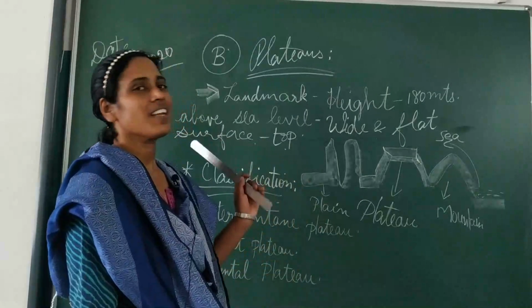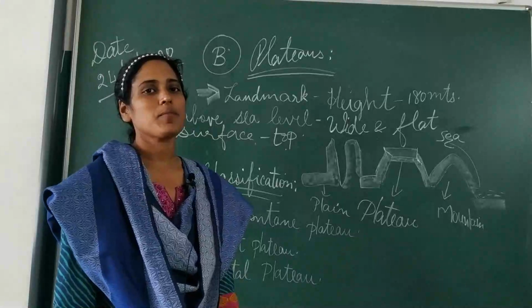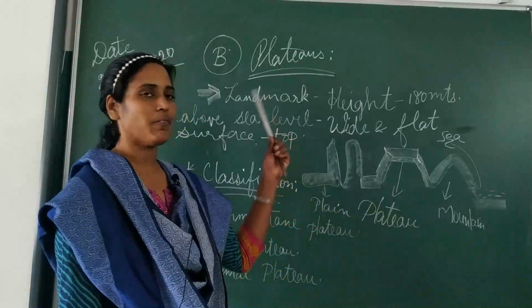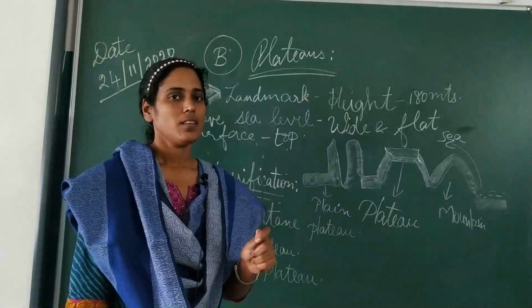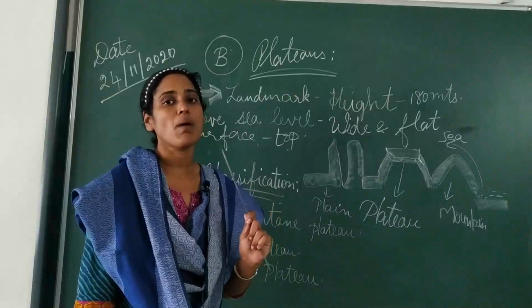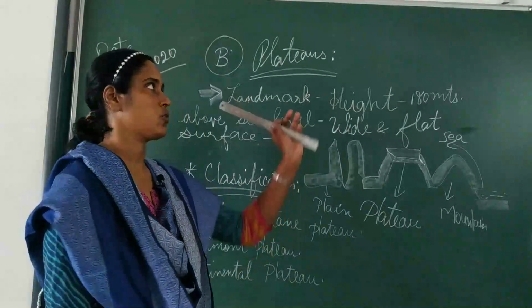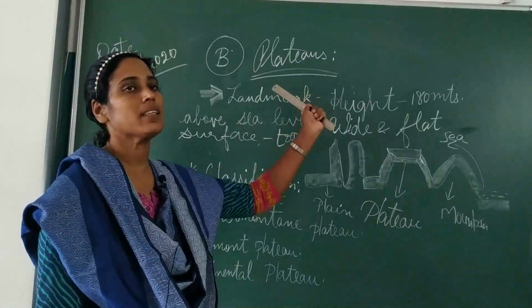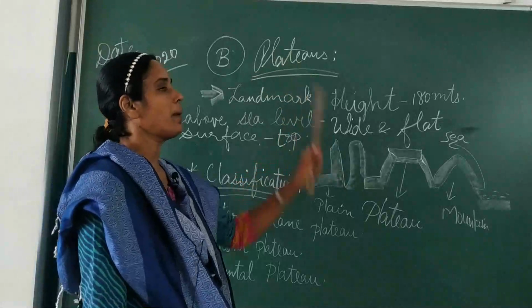Good morning, students. Today we will be doing the second part of chapter number 11, that is landforms. Yesterday we saw the first part, types of landforms. The first one was mountains and the 4 types of mountains. Today we will be doing the second one, B, capital B. The second category is plateaus.